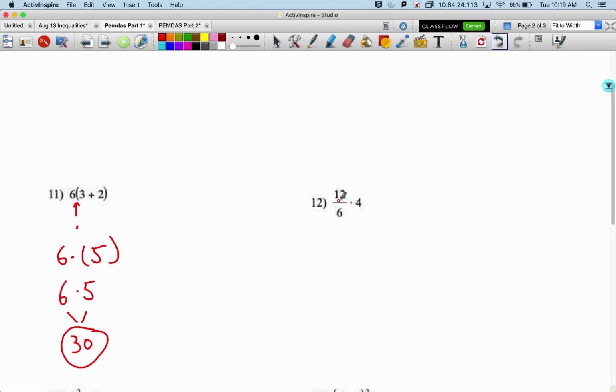12 shows us division and multiplication. The fraction line means division, so this means 12 divided by 6 times 4. Multiplication and division are done together left to right, so the more left one is the division. 12 divided by 6 is 2. So that becomes a 2. Keep the times 4. Together those become an 8.